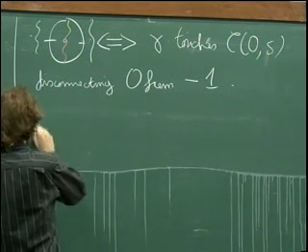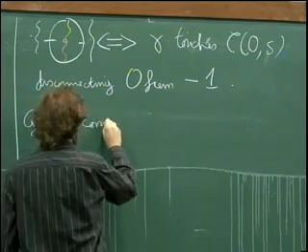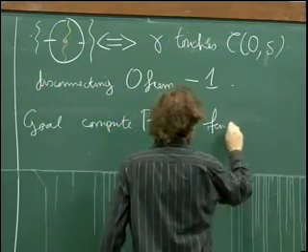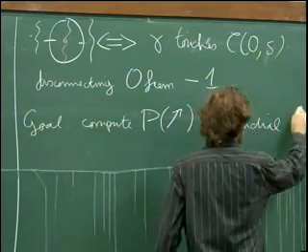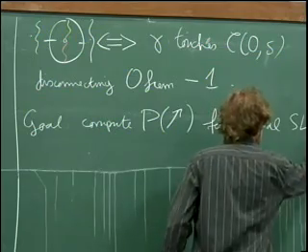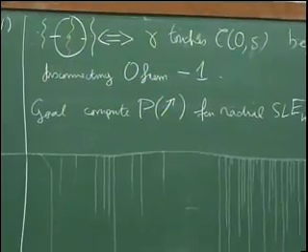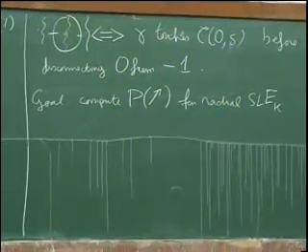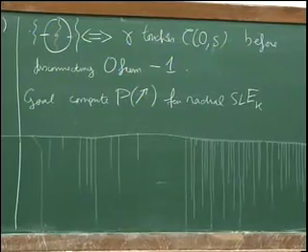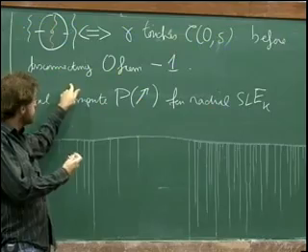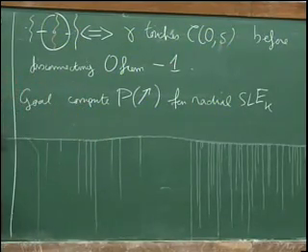So the goal is to compute the probability that this occurs for radial SLE. And I'll do it for any kappa because the computation is the same for all kappa. So again, if you want this to make sense, you need this connection to be possible. So you need the SLE to make loops. And that means that you need kappa to be bigger than 4 again.